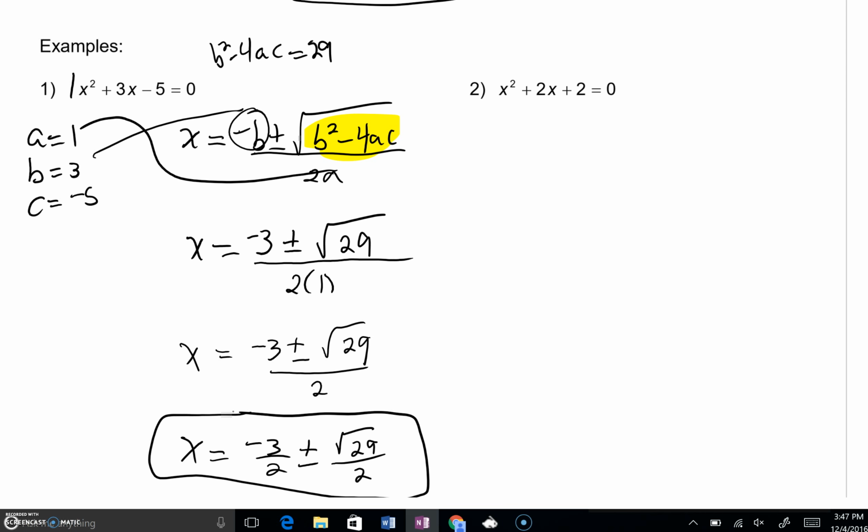Just want to let you know your answers can have an imaginary component. If that square root happens to be negative, you'll have to take out an I. And we have to be prepared for that.